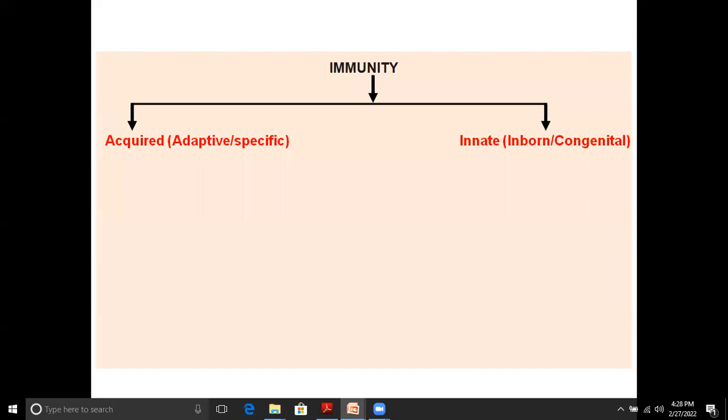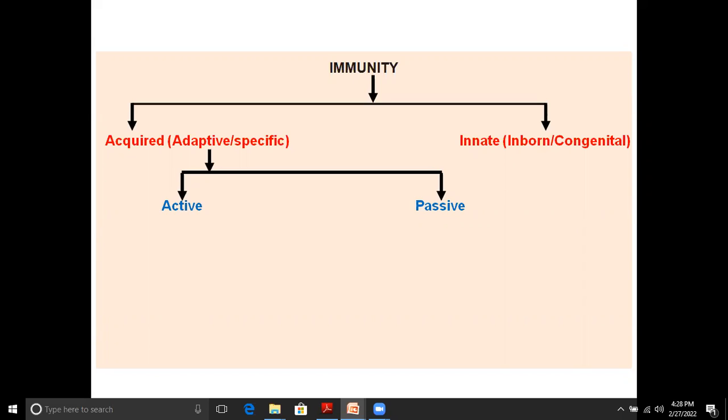Now, innate immunity is also known as inborn or congenital. Let us now discuss in detail acquired immunity and how it participates. Acquired immunity is also known as adaptive immunity or specific immunity. It is divided into two different types, and it works in two different ways. The first one is active acquired immunity, and the second one is passive acquired immunity.